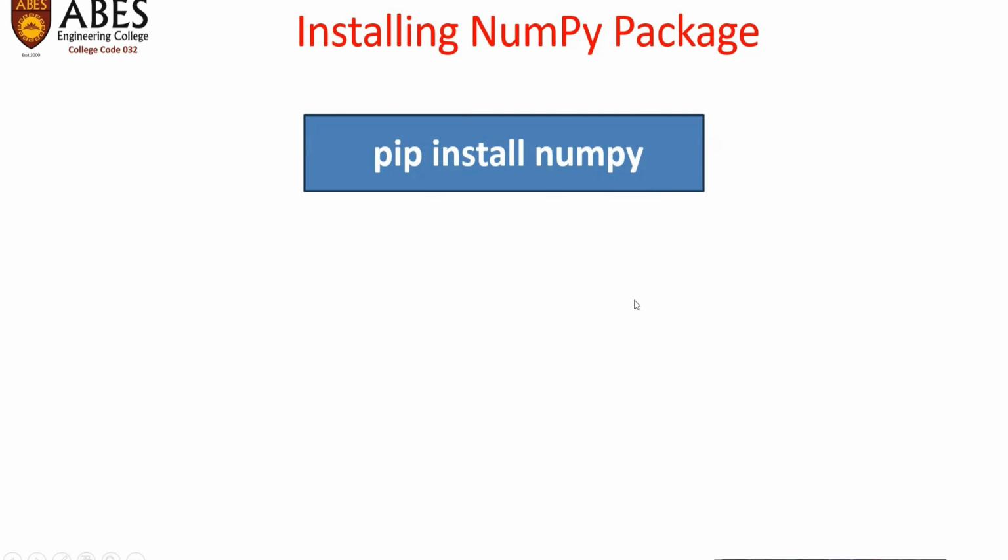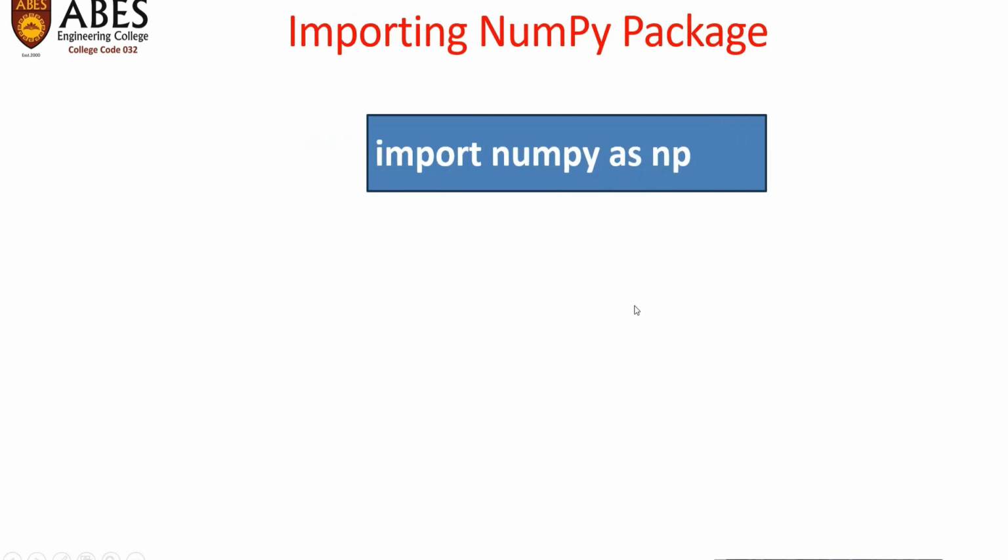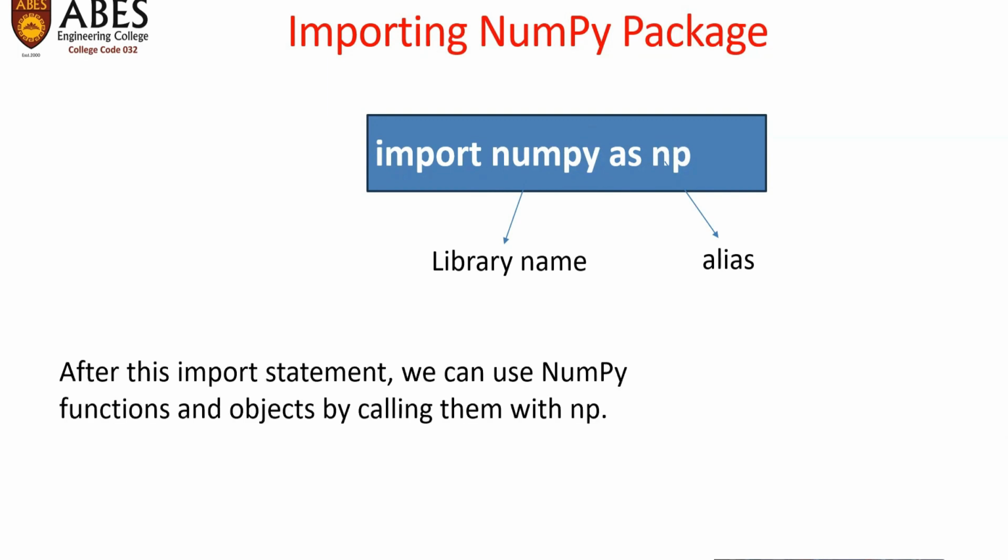And once it is installed, we can import the NumPy package in the Jupyter notebook or any other platform using this command. We'll have to write import numpy as np, where numpy is the package name or library name and np is the alias. The alias is written so that we don't have to write numpy again and again. I can simply write np instead of numpy and use functions and objects by calling them with np.